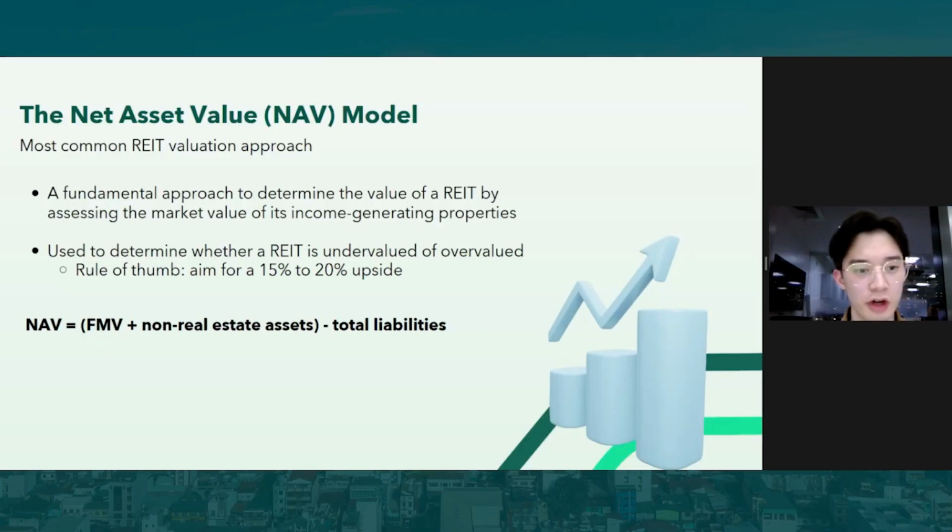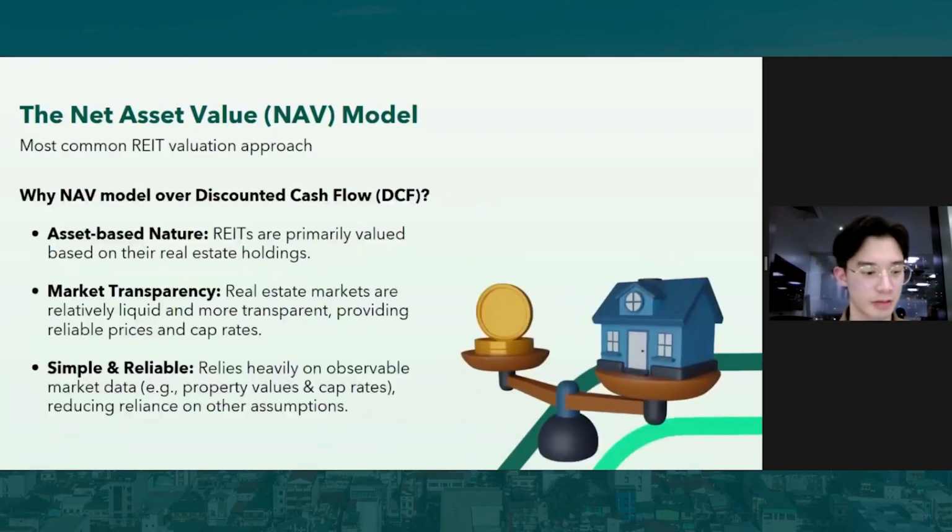The formula for computing net asset value is the fair market value of its income generating properties plus non-real estate assets minus the total liabilities.